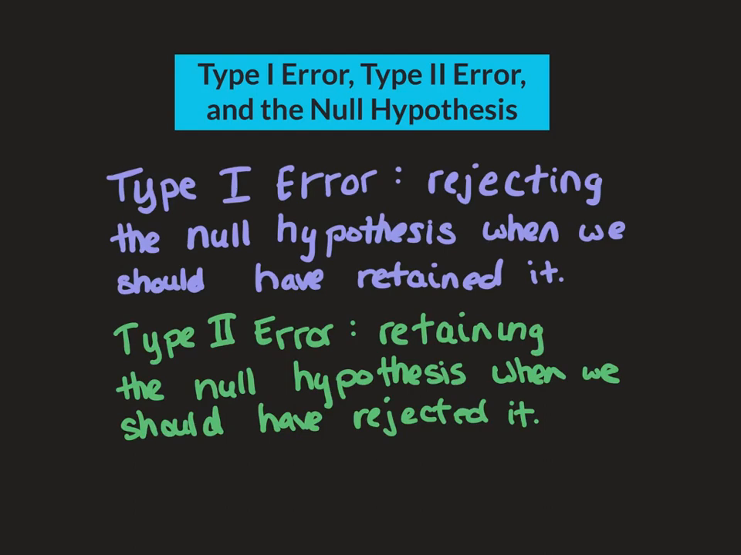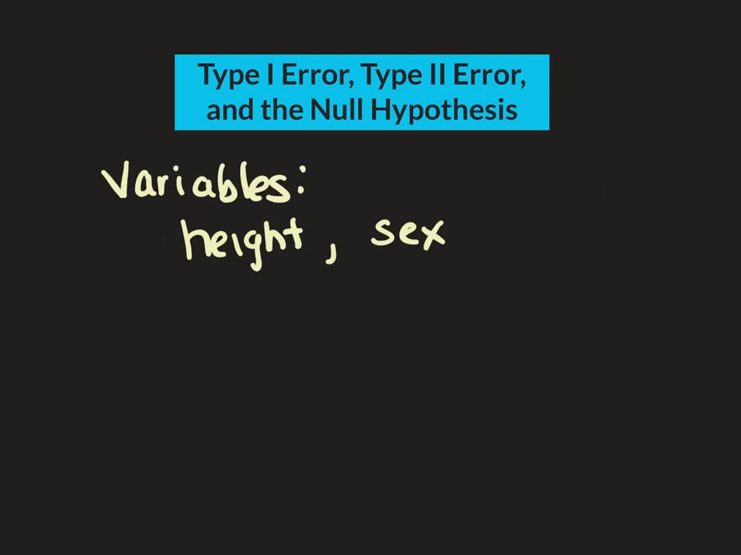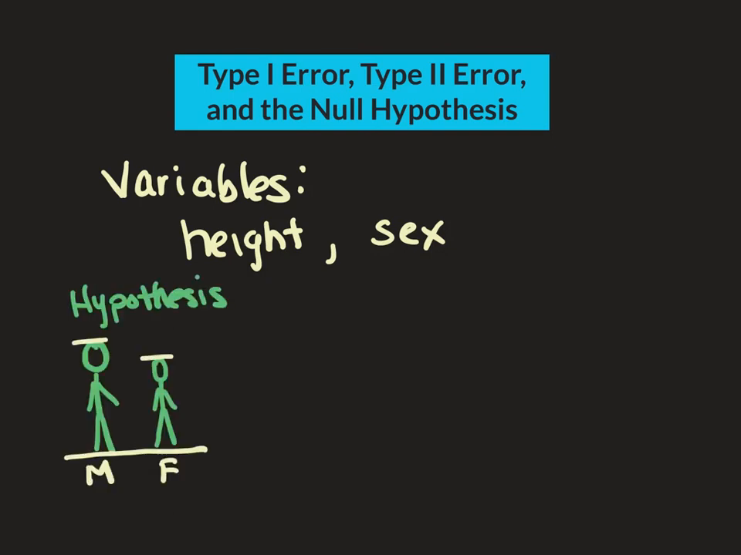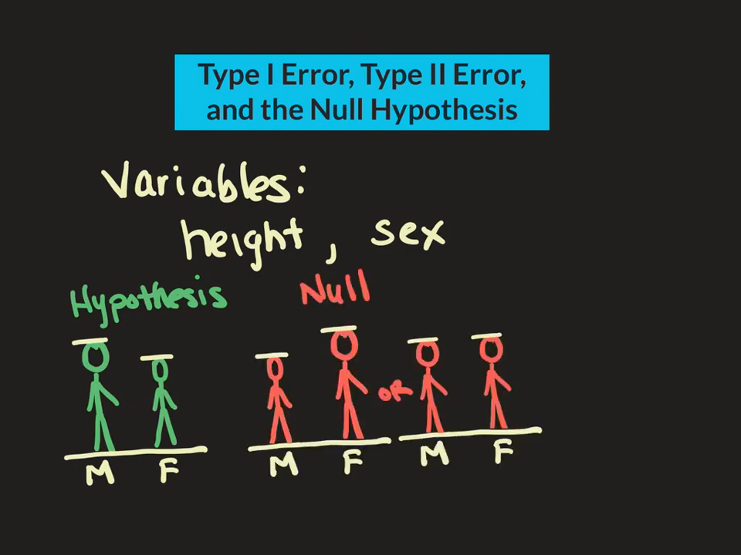Let's put this into context with an example. Let's presume that I have a hypothesis about height related to the biological sexes of male and female. If I hypothesize that males are taller than females, then the null hypothesis will say that males are shorter or equal in height to females. Now presume that in reality it is true that males are taller than females. Then my hypothesis is correct.